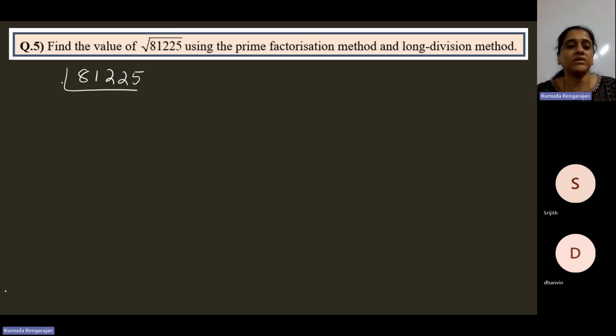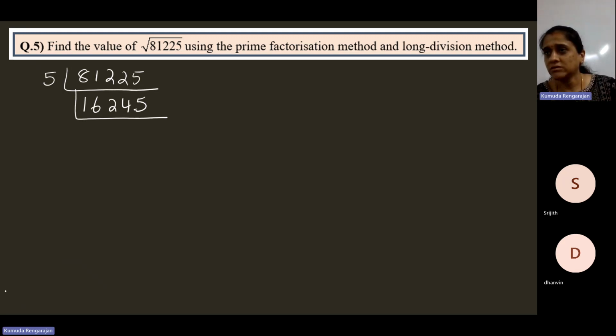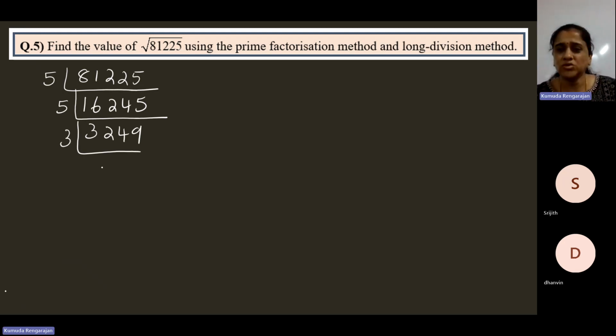81225, you are telling me here. Navneet, you started with which number? You started with 5, is it? Okay. What's the quotient with 5? 16, then what did you do? Yeah, 3249 when you divide by 5. Then next, 3. What's the quotient? 10. Then you took what again? 3.